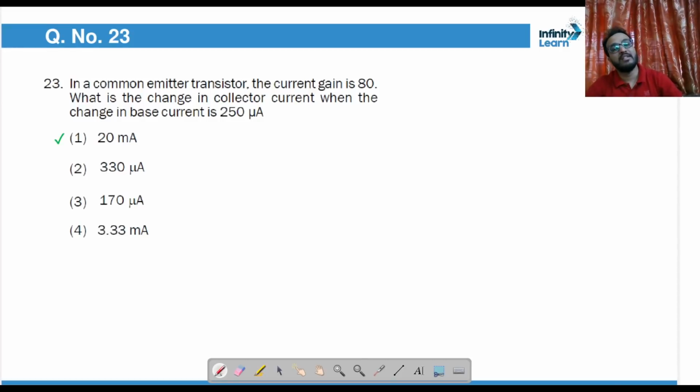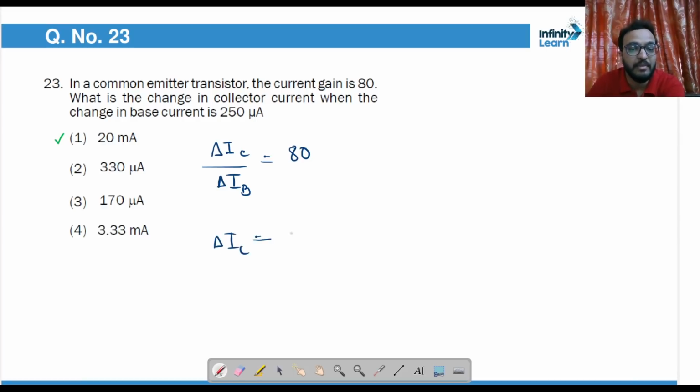In a common emitter transistor, the current gain is 80. What is the change in collector current when the change in base current is 250 microampere? Okay, very simple. We know that delta IC upon delta IB is equal to current gain, which is 80. Yes or no? Now change in base current is 250 microampere. So delta IC will be 80 into 250 microampere, so 10 to the power minus 3 milliamperes. Okay. So what will happen?